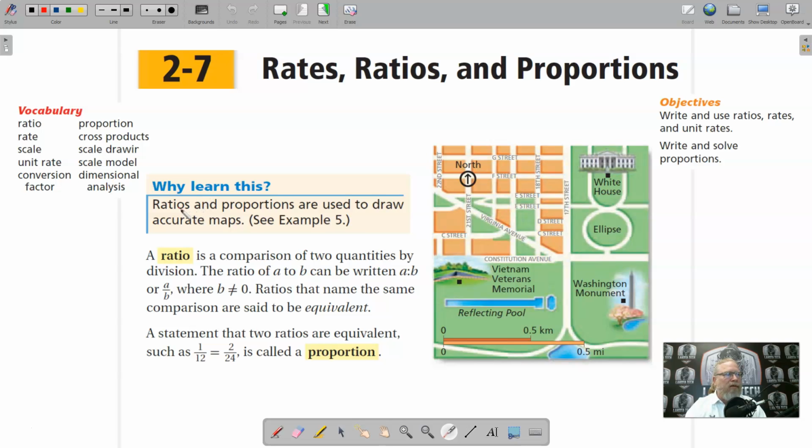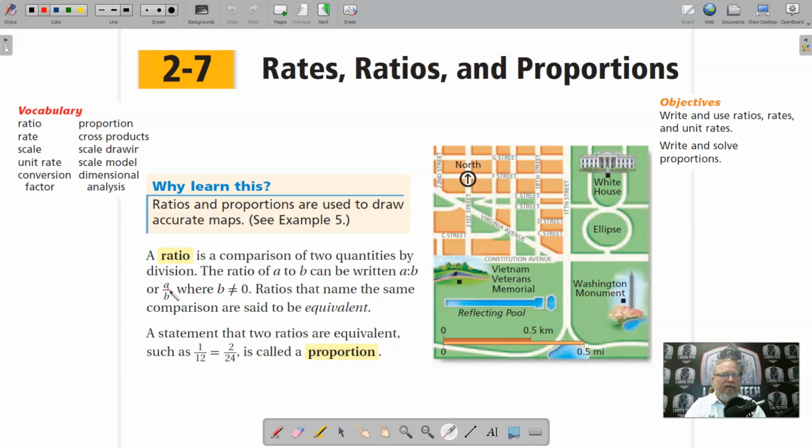So why learn this? Well, ratios and proportions are used to draw accurate maps, and we'll see an example of that in example 5. So a ratio is a comparison of two quantities by division. The ratio of A to B can be written A colon B, or it can be written as a fraction, A over B, where B is not equal to 0.